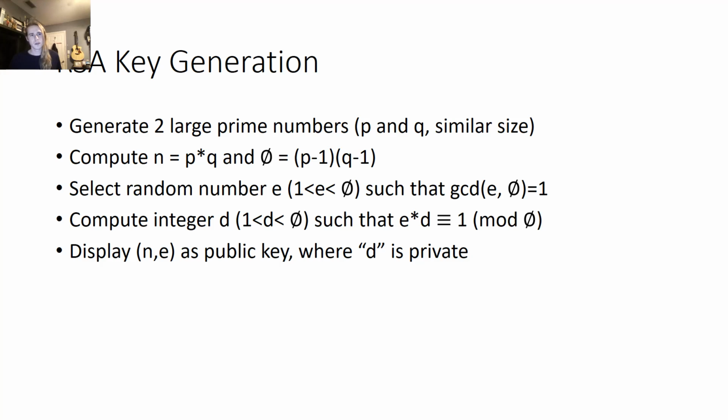So, for RSA's key generation, we will generate two large prime numbers of equal size, denoted as P and Q. We will compute n, which is equal to P times Q, and our totient, which is equal to (P minus 1) times (Q minus 1). We will then select a random number e such that GCD of e and our totient is equal to 1, and we need to compute another integer d such that e times d is congruent to 1 mod our totient. These have a size requirement as well. e and d must be strictly smaller than our totient but greater than 1. From there, we need to display our public key, which is n and e, and we will keep d private.